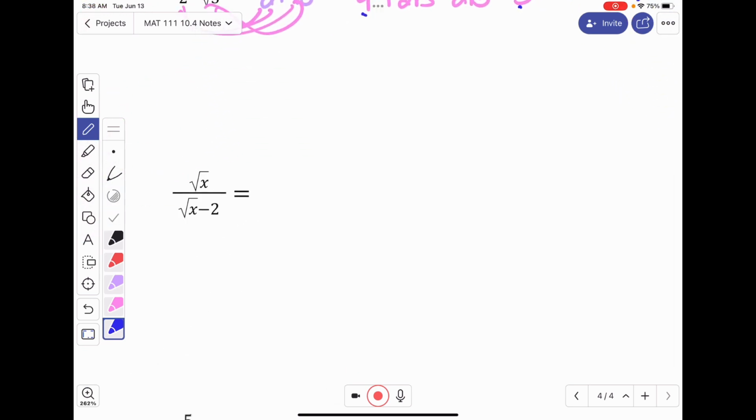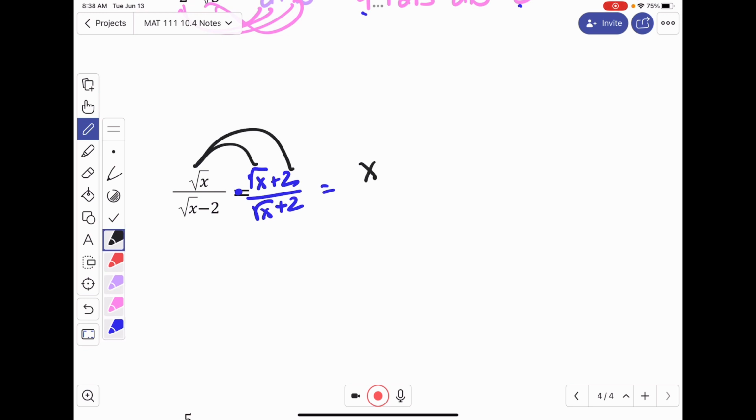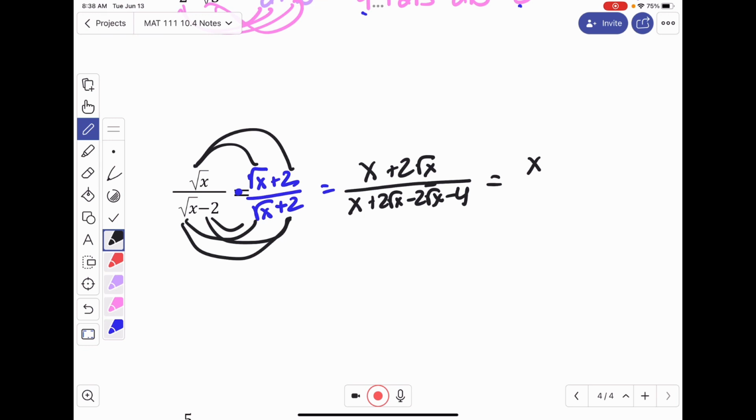All right. Same thing here. We're going to multiply by the conjugate. So root x plus 2. It doesn't matter which one you change as long as you change one of them. Distribute. Root x times root x is x. Root x times 2 is 2 root x. Root x times root x is x. Then we have positive 2 root x, negative 2 root x, negative 4. So on the top, we have x plus 2 root x. And on the bottom, we have x minus 4. And that's as simplified as we can get it.